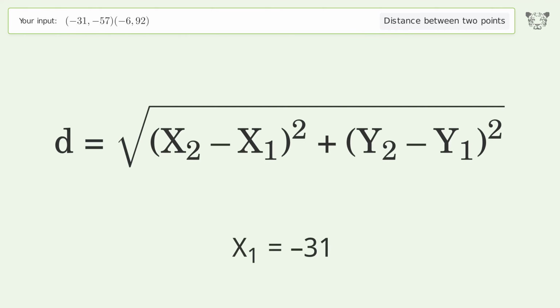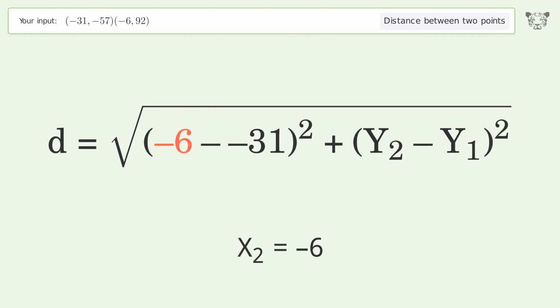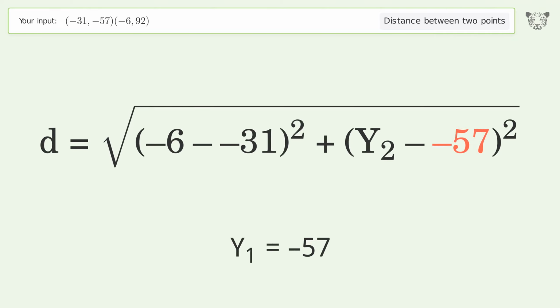x1 equals -31. x2 equals -6. y1 equals -57. y2 equals 92.